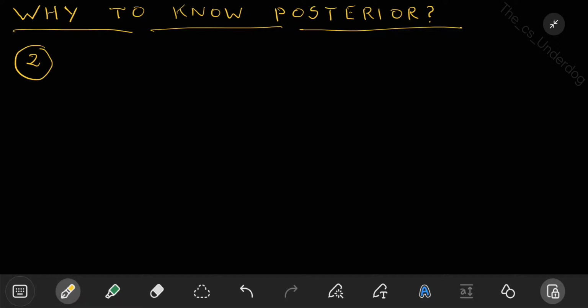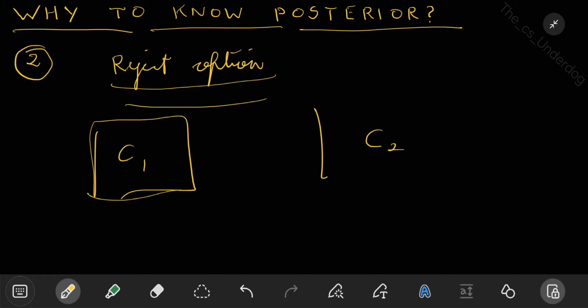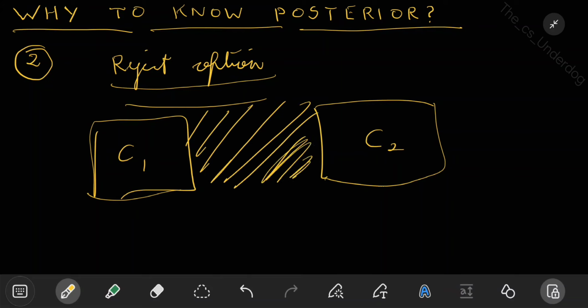The second advantage. Why should you know the posterior? Second advantage is your reject option. So in our previous lecture, we had seen reject option. What is the reject option? Your model will sometimes say this data belongs to class C1. Sometimes it will say this belongs to class C2. And whenever it is in this gray area between C1 and C2, it would say, I don't know which class it is in. So you have to have either human intervention or you won't be able to determine the class.